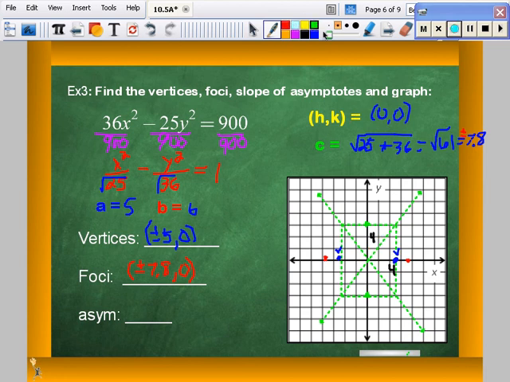Remember, we're in intervals of 2, so we're going to count 2 as we go up and 2 as we go over. So 2, 4, 6, and 2, 4, 5. So our asymptotes are plus, minus 6 over 5. All right, very good. We're almost done. Let's just graph this. What kind of shape is this? Oh, x is leading, so it's going to go left and right. We know that because our foci always have to be inside also, so there's 2 ways we can look at that. Let's go ahead and graph, and we're done with example 3.